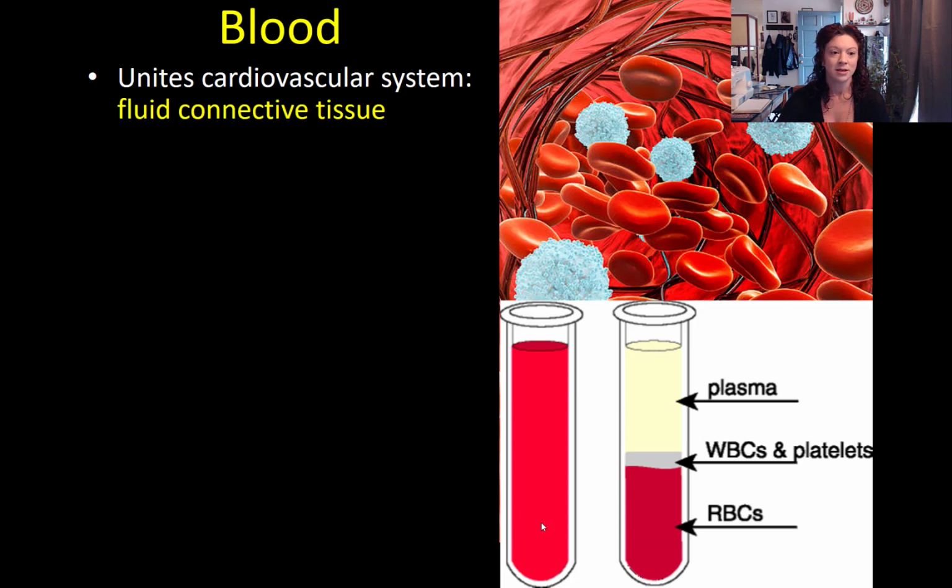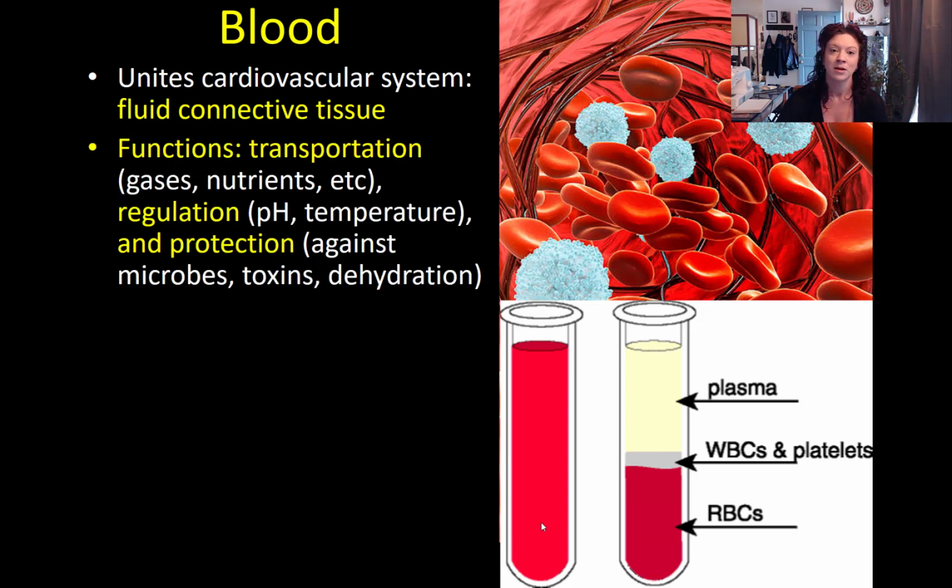Now, blood is the connective tissue that unites the entire cardiovascular system as well as most of the other organ systems in the body. Its functions are varied. The obvious one is transportation. It moves things like gases and nutrients around the body. It also participates in regulation, helps regulate the body's pH and also the body's temperature by distributing heat or helping conserve it. And it acts as a protective substance. Not the blood itself, but certain components of blood are active in hunting down and destroying microbes, collecting toxins and removing them from the body, and also to help prevent dehydration.